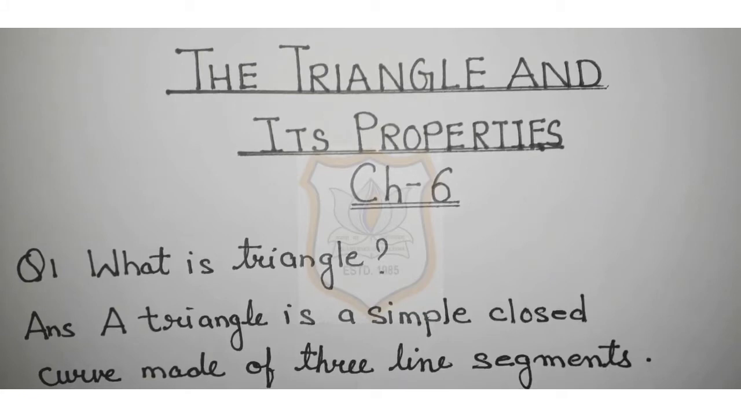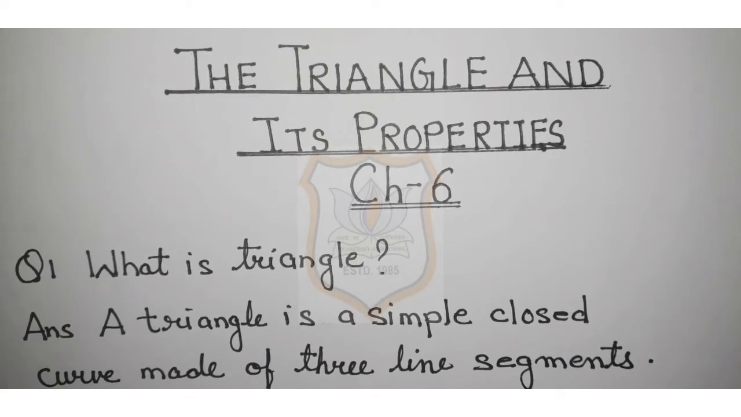Students, today we are going to start chapter number 6, that is the triangle and its properties. This is an introductory video. In this video, I will explain you all the concepts which are in this chapter, which will make this chapter easy for you to solve. As you know, the chapter name is Triangle and its properties. We will discuss about properties of triangle later on. First, we will discuss triangles.